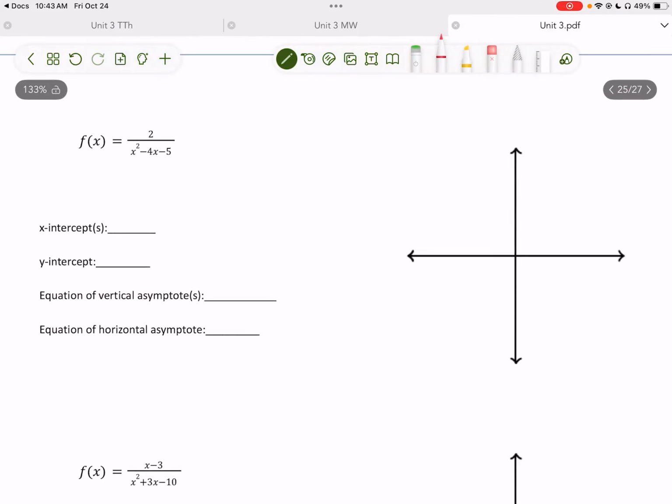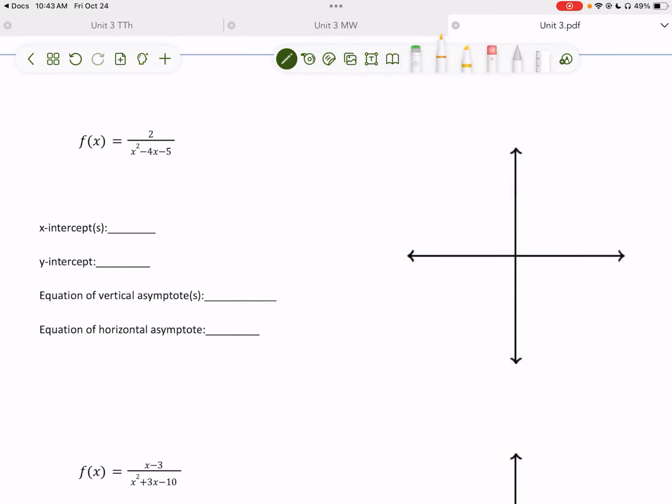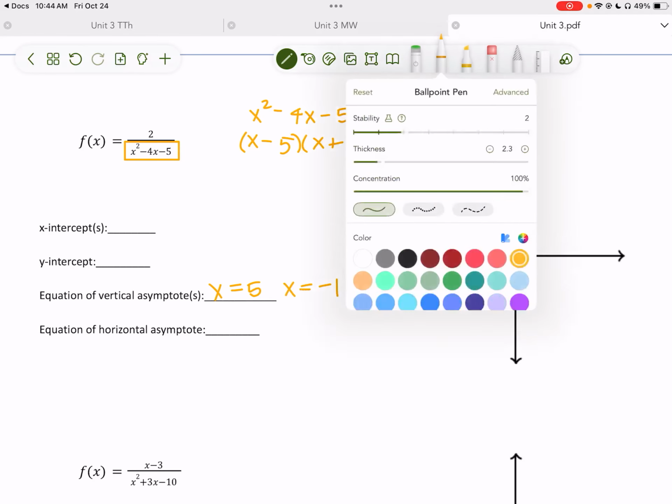Let's look at this next one. We'll go through those steps again. So the denominator is going to be my vertical asymptotes. So let's factor. I'm thinking (x minus 5)(x plus 1). So that's going to be 5 and -1 for my asymptotes.